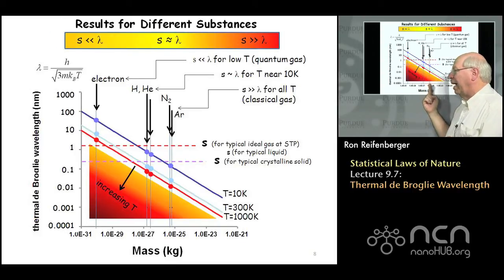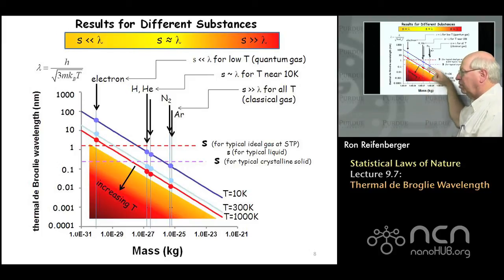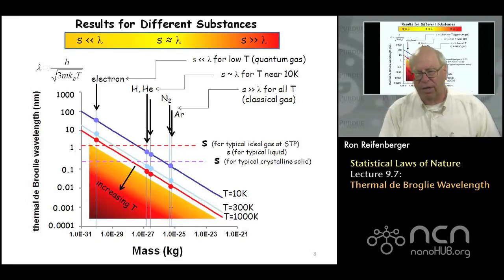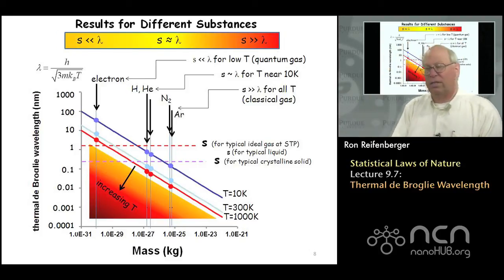So nitrogen has a mass that's indicated by this vertical line here. If you're at a temperature of 300 Kelvin, the thermal de Broglie wavelength of a nitrogen molecule is on the order of 0.05 nanometers. That's much smaller than the typical separation distance S between gas atoms. The typical gas atom separation is on the order of 2 nanometers. So because this point here at 300 Kelvin is below S, that's telling you that for nitrogen molecules you can probably use classical statistics, right?